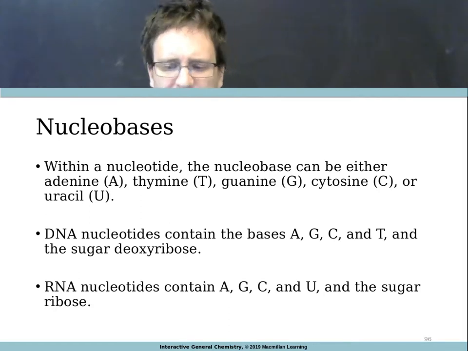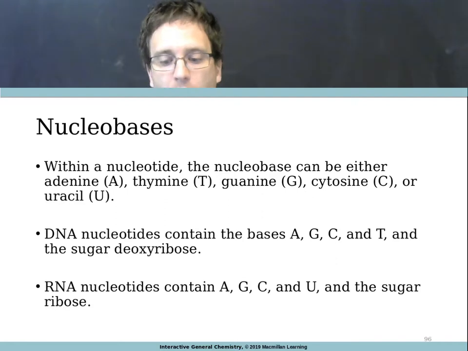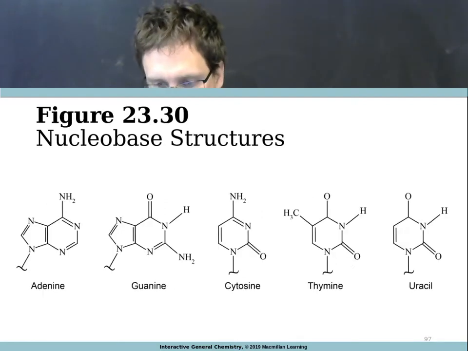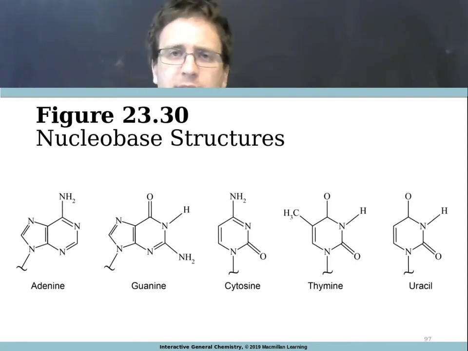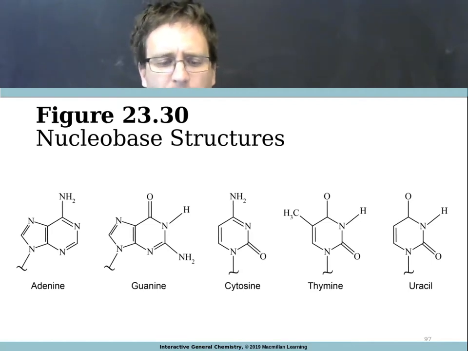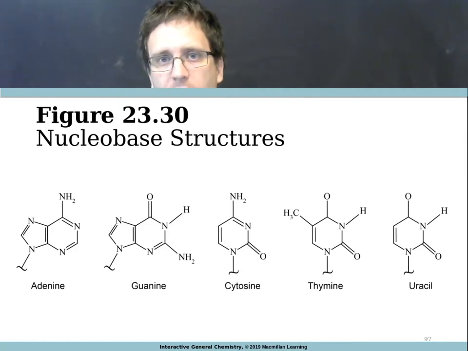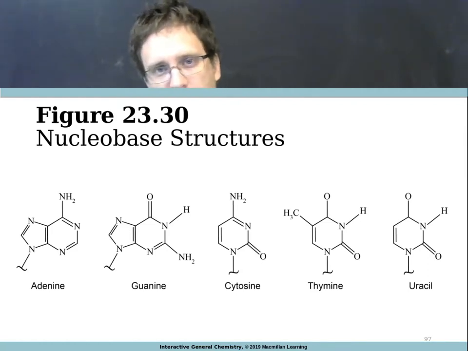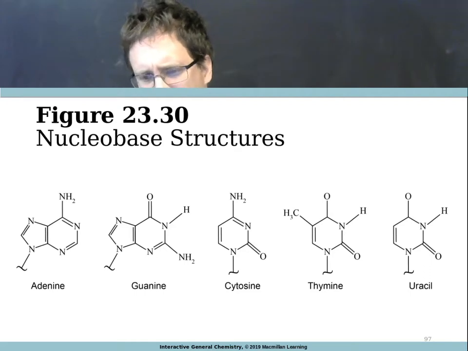DNA contains adenine, guanine, cytosine, and thymine. RNA replaces the thymine with uracil. We'll get to see what they look like here. They're conjugated ring systems with nitrogens and often oxygens as well. That's going to give rise to a lot of lone pairs and a lot of hydrogens bonded to highly electronegative atoms, so there are a lot of opportunities for hydrogen bonding. You can see that the thymine and the uracil are extremely similar to each other.